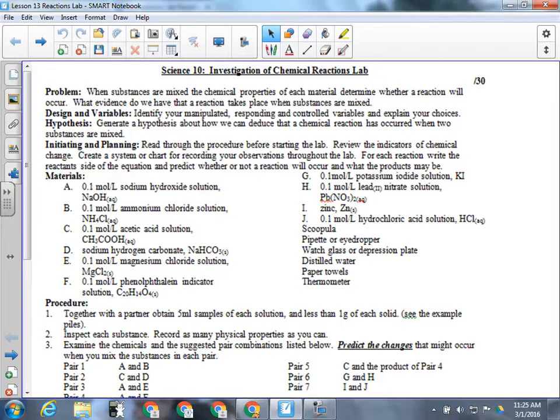Which signs of a chemical reaction did I see? Did it change color? Did I get a precipitate? Did it get warmer? Did it bubble and fizz? Those are all signs of a chemical reaction. Those are things that we need to be watching for.